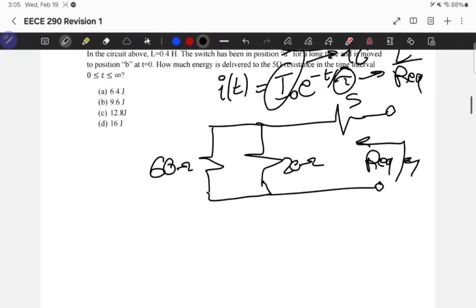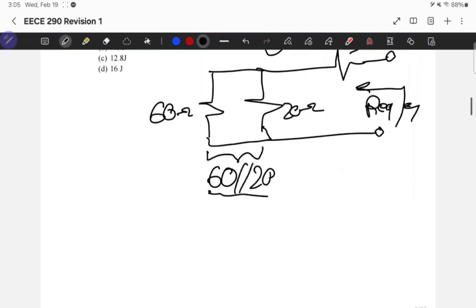Okay, so easily we can say that these resistors are in parallel, so 60 parallel with 20, and their combination is in series with 5. So whatever I get here, I add 5 to it, so plus 5. And if I do this, we get 20. So R equivalent is equal to 20.